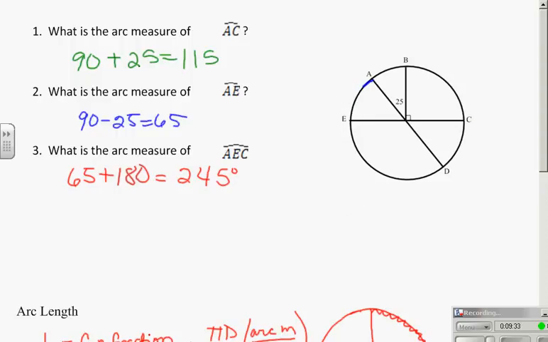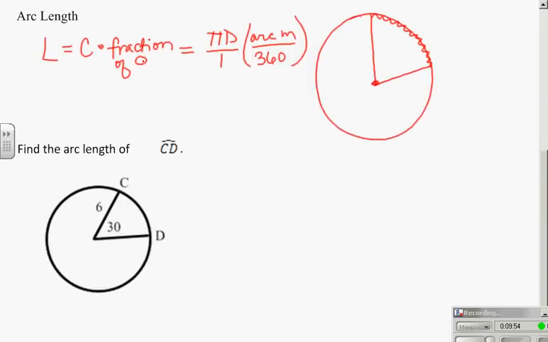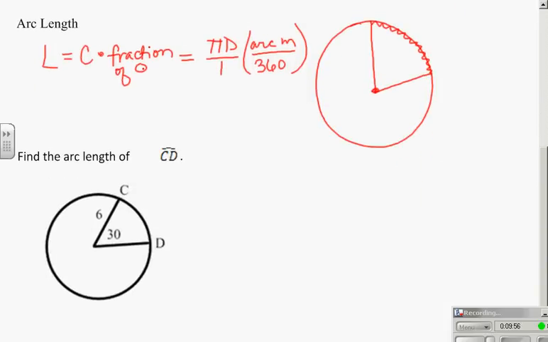And the last example with this picture is if we are looking at AEC this way around. We have our 65 that we found earlier, and this is 180 here. Add those together, and we get 245 for our arc length, arc measure, excuse me.